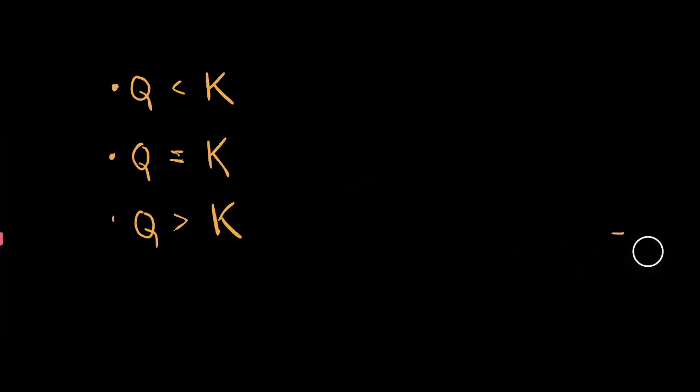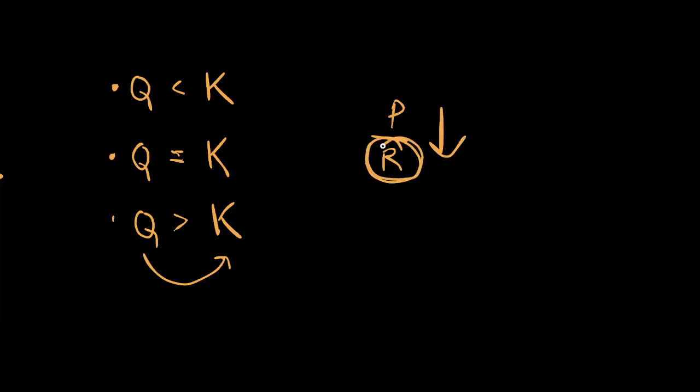Now, what about if our Q is greater than K? If Q is greater than K, well then, in order to reach equilibrium, this Q, this fraction, this products over reactants, must decrease in order to become K. So how can we decrease the value of a fraction? We can do so by increasing the value of the denominator. We do so by producing more reactants.